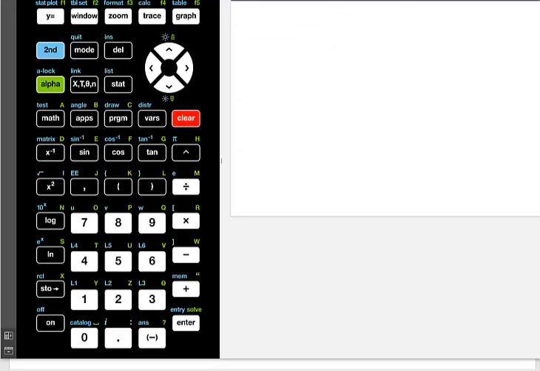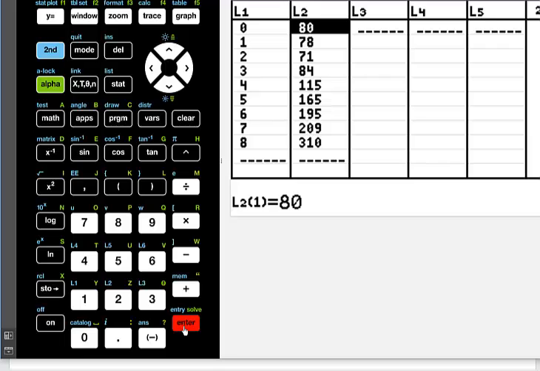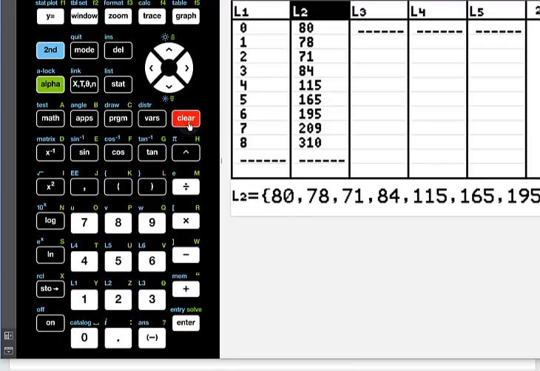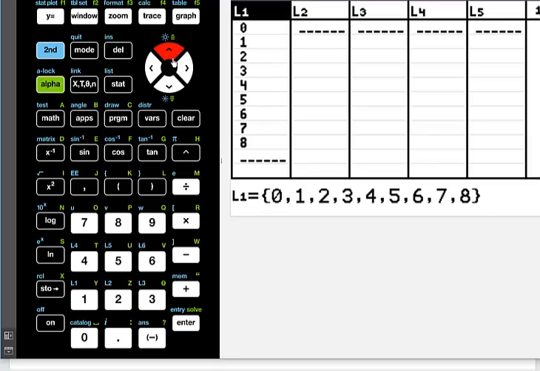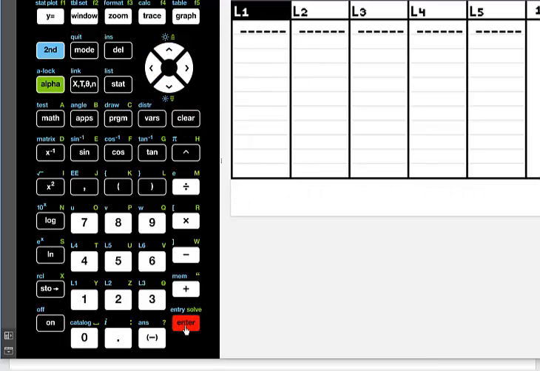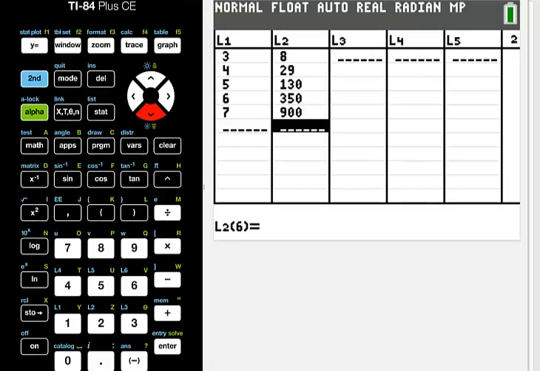Let's put the data in quickly. So I go to Stat and choose Edit. I'm going to have to clear out some old lists. So up to the name, clear and enter. Up to the name, clear and enter. And then let's enter in our new data. I've got my T values in the L1 column, and then I'll put the employee information in the L2 column.